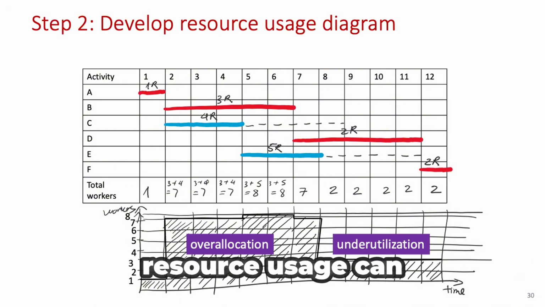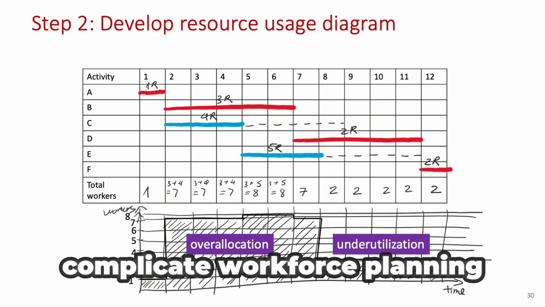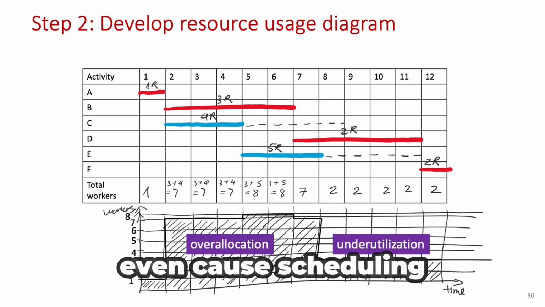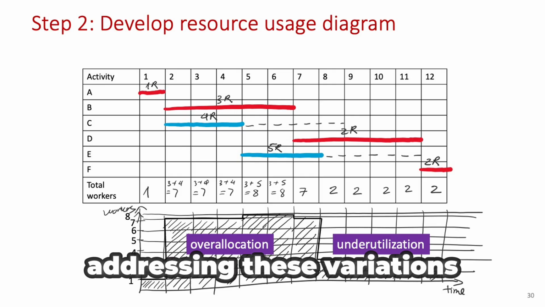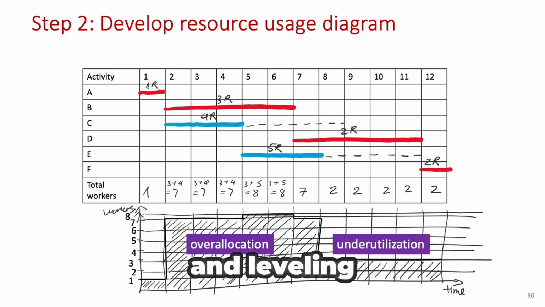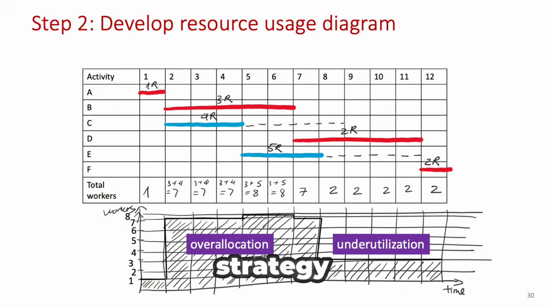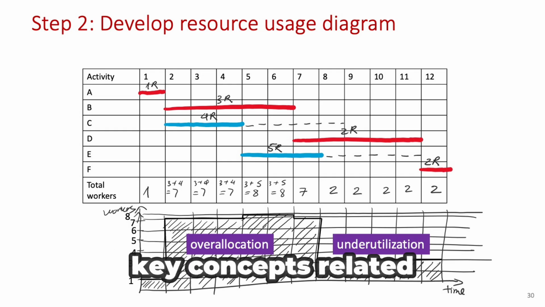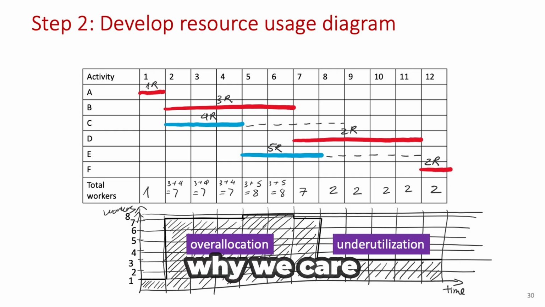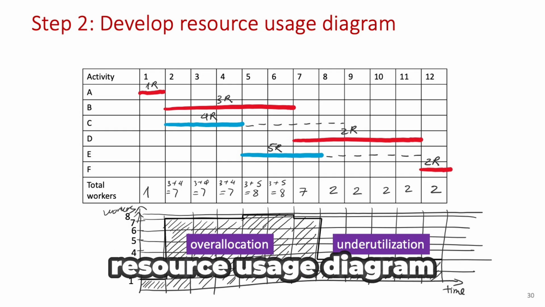Such instability in resource usage can complicate workforce planning, increase costs, and even cause scheduling conflicts. Addressing these variations through resource allocation and leveling can help create a more balanced and efficient resource allocation strategy. All right, that's it for this video, where we covered key concepts related to construction resources, why we care about them, and the method to develop a resource usage diagram.